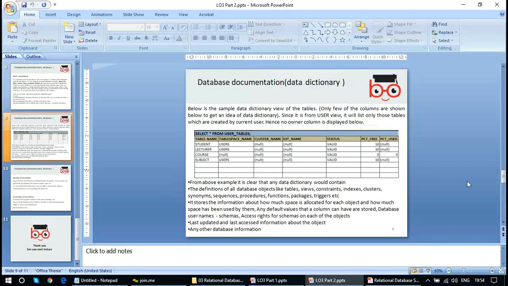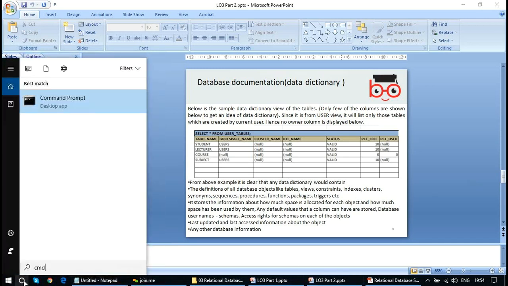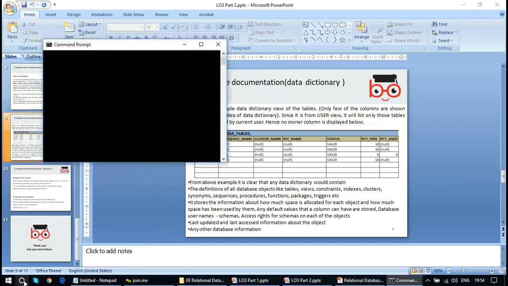For example, if you are using SQL, SQL is basically the structured query language. You play with the database, like command prompt. Have you?